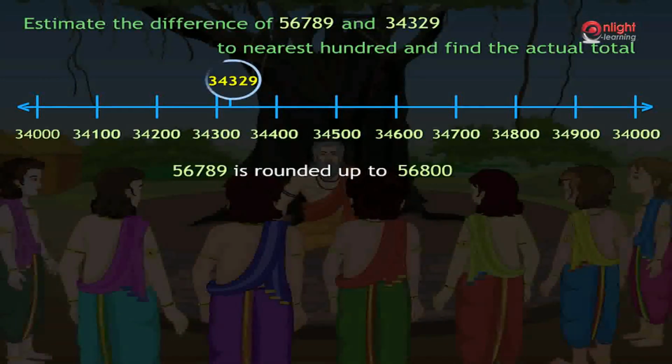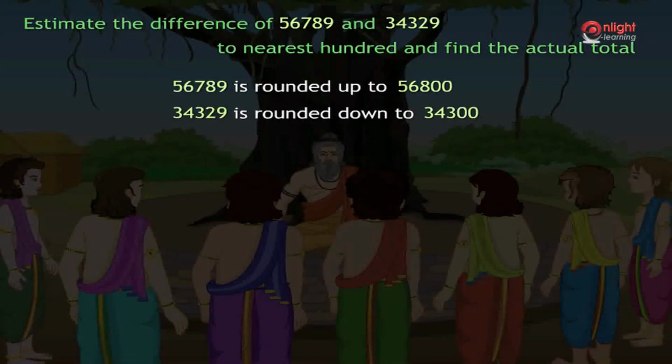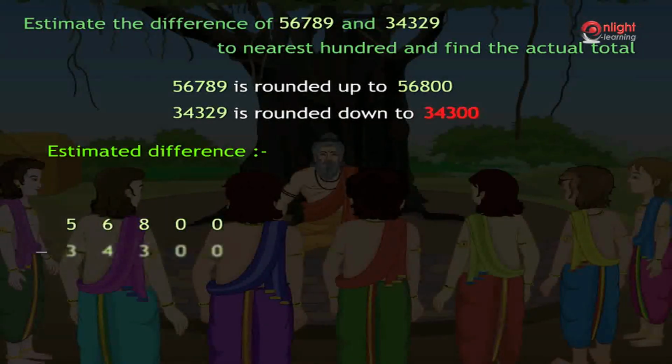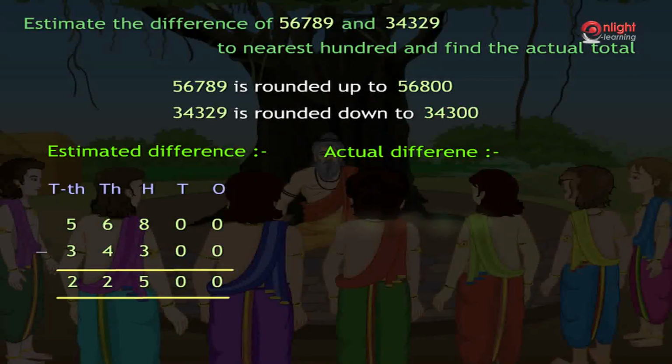34,329 is closer to 34,300, so it is rounded down to 34,300. To find the estimated difference, we subtract 34,300 from 56,800. On subtracting, we get 22,500.